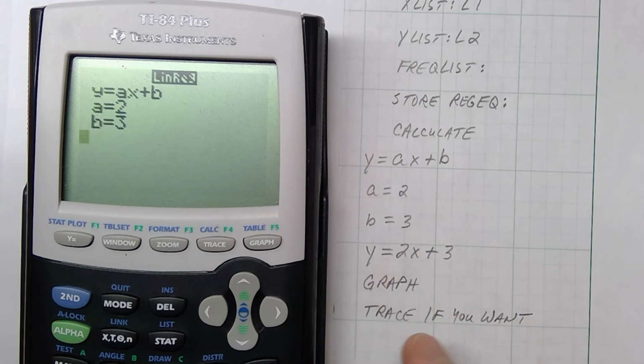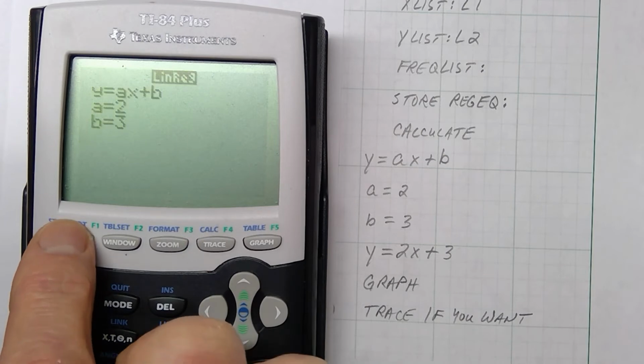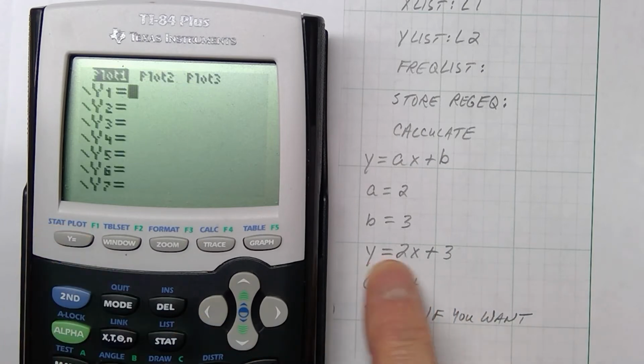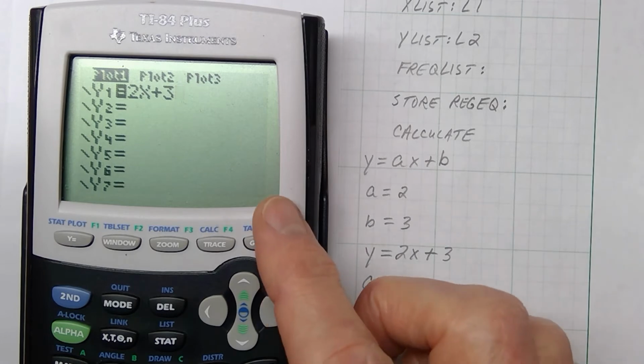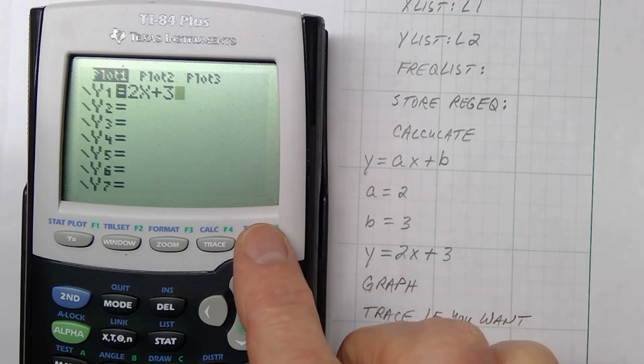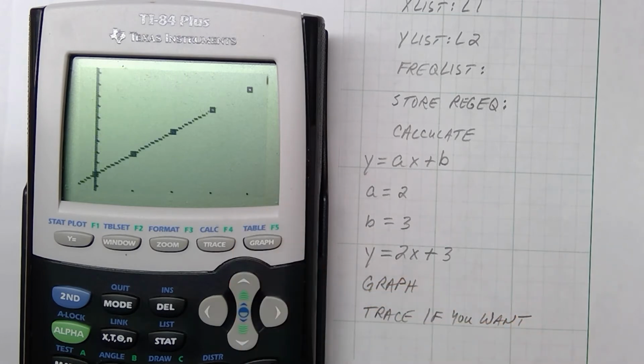Once you have your equation, just put it into y equals. So we're just going to go to y equals and put in this equation, 2, now remember where your x button is, it's right here, x plus 3. And then we don't have to zoom or anything because our zoom was already set when we did zoom stat. So we don't have to do any zooming. We're just going to hit graph and it draws the line.